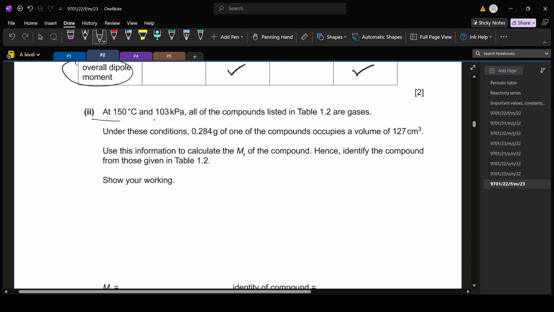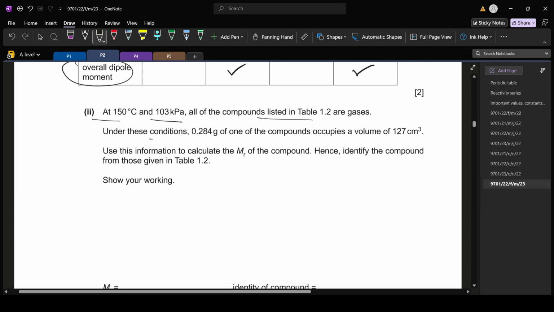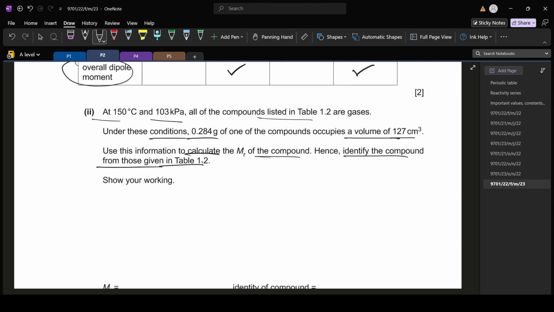At 150 degrees Celsius and 103 kilopascal, all the compounds listed in table 1.2 are gases. Okay, under these conditions, 0.284 gram of one of the compounds occupies a volume of 127 cm3. Use this information to calculate the MR of the compound. Hence, identify the compound from those given in table 1.2. Okay, so you have to find the MR and then you have to identify the compound from table 1.2.